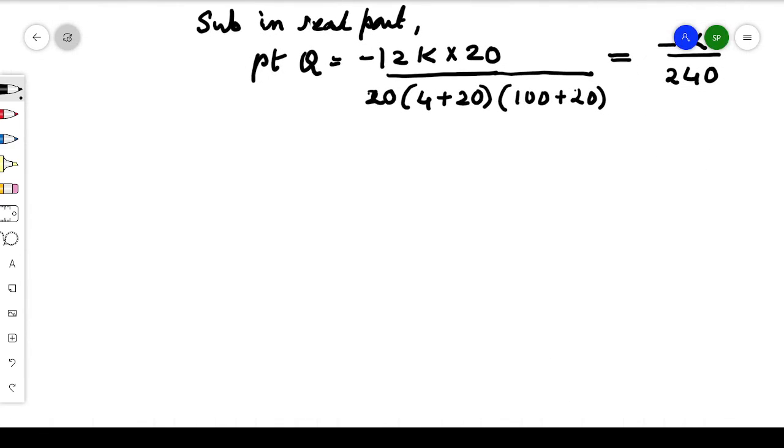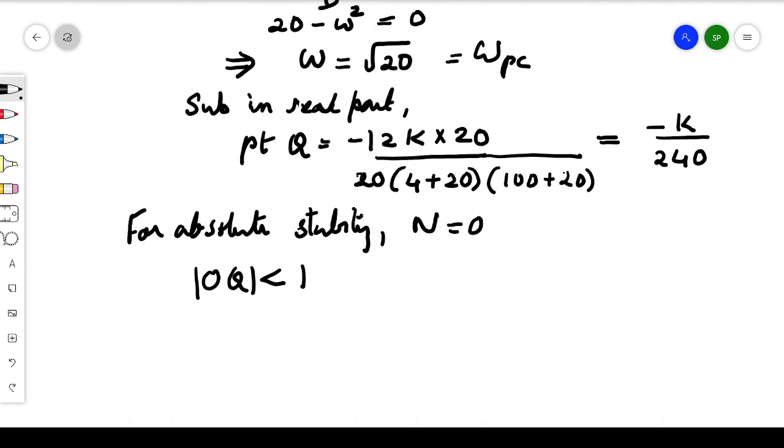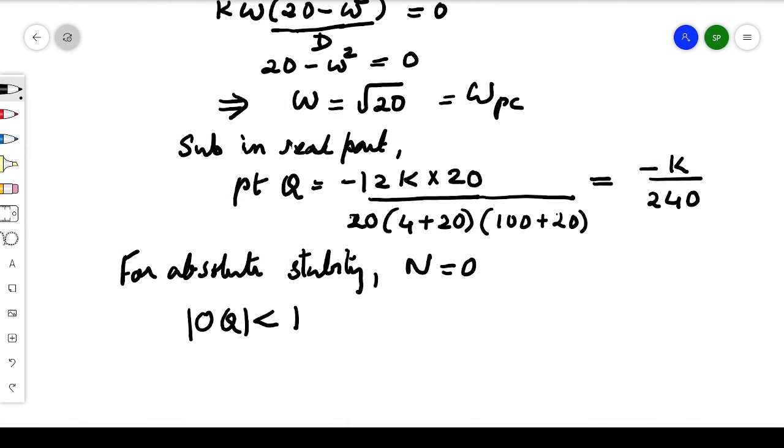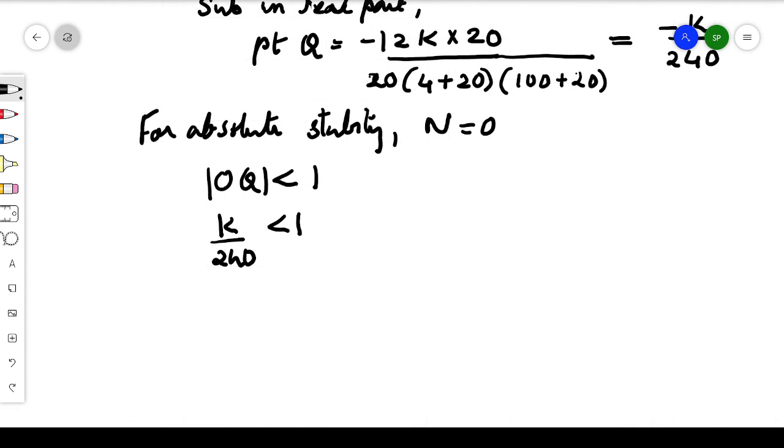We apply that condition for absolute stability. For absolute stability, we need N equal to 0, that is, the encirclement should be equal to 0. So -1 should be on the left side of point Q, and the magnitude of OQ should be less than 1. Here we got the point Q as minus K by 240, so the magnitude is K by 240. K by 240 should be less than 1 for stability, which gives K less than 240.